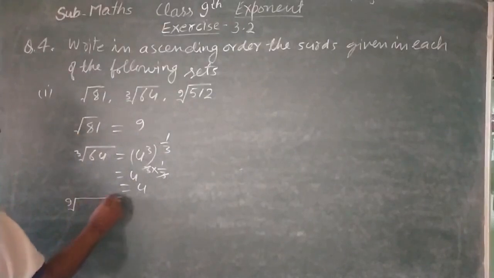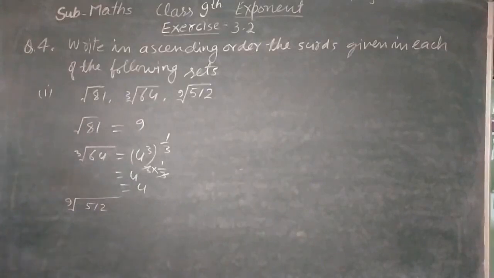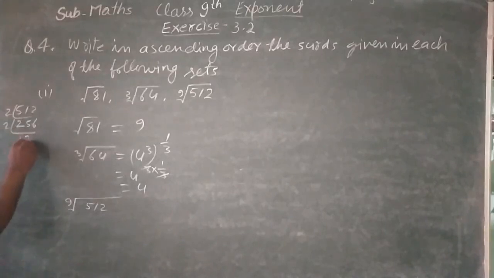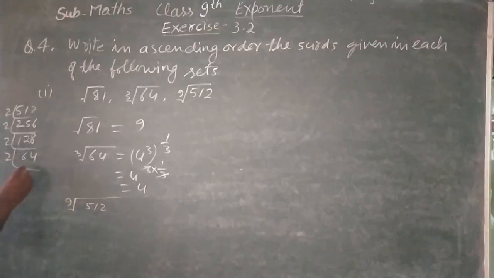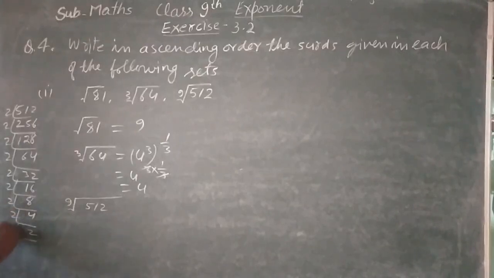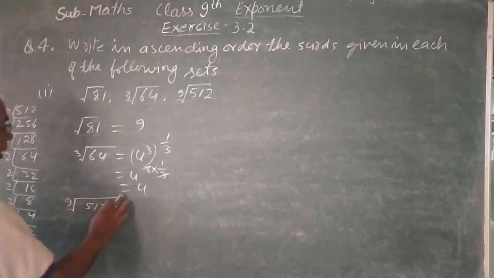And what about this one? The ninth root of 512. How can we change it? First of all, you can find the factors of 512. Divide by 2: 2 twos are 4, 2 fives are 10, 2 sixes are 12. So 2 ones are 2, 2 twos are 4, 2 eights are 16. Once again divide by 2, again by 2, and once again by 2. That's what, 1 2 3 4 5 6 7 8 9. So it is 9.